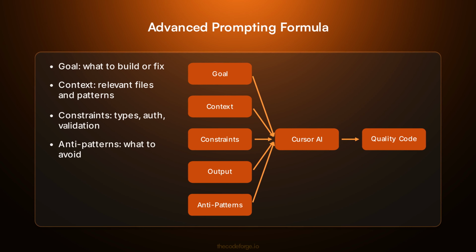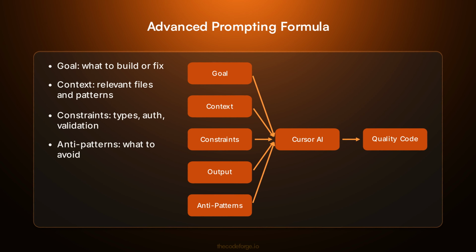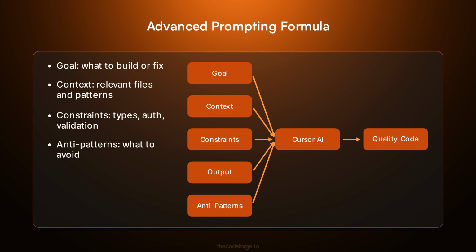The quality of Cursor's output is directly proportional to the quality of your prompt. Use the 5-part formula: goal, context, constraints, output, and anti-patterns. This produces consistent, production-grade code.